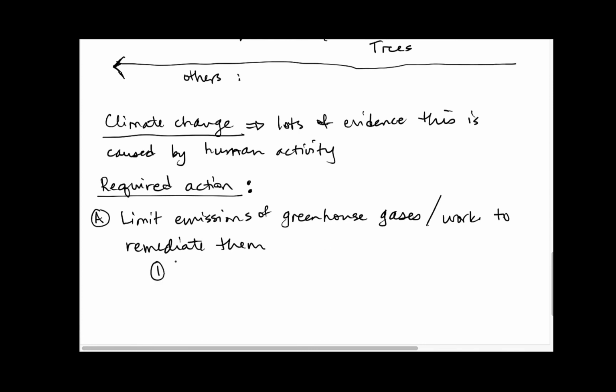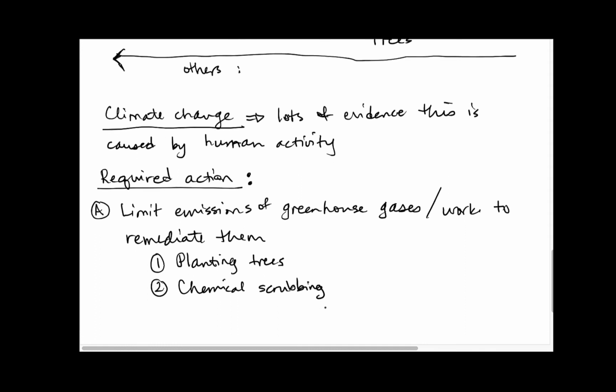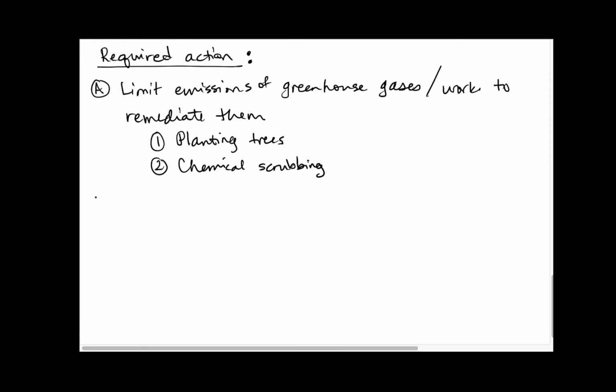And remediation really has two main parts here. We talk about planting trees as one of our big ones. And then our second one is usually a chemical solution, often called chemical scrubbing of the atmosphere or of exhaust or whatever. We'll talk more about both of these in just a moment. The next thing that we need is alternate sources of energy that don't involve greenhouse gases.